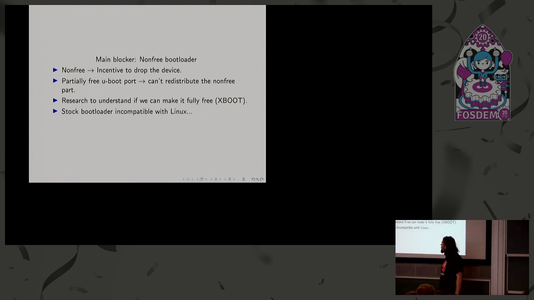There is a U-Boot port for the Galaxy S3. Unfortunately, the first stage of the bootloader is signed. BL1 is the first stage bootloader for Exynos 4412, and it's distributed by Hardkernel, who make the Odroid, and we can't redistribute it, unfortunately. So someone from Replicant is doing some research to find out if it's still possible to run fully free code, because there is a project called XBoot that supposedly is able to run fully free code on Exynos 4412, but we are still looking into that.